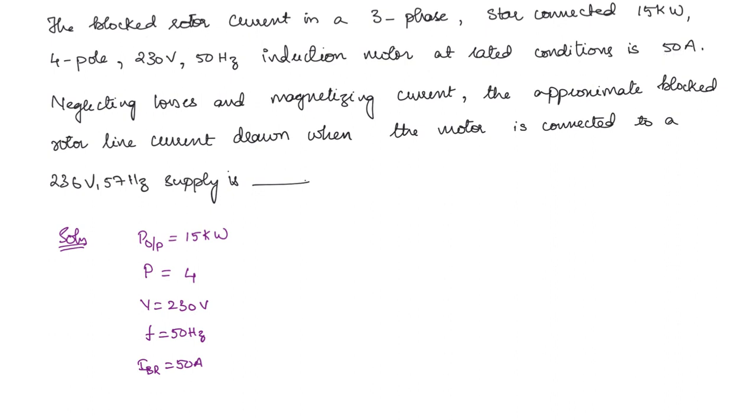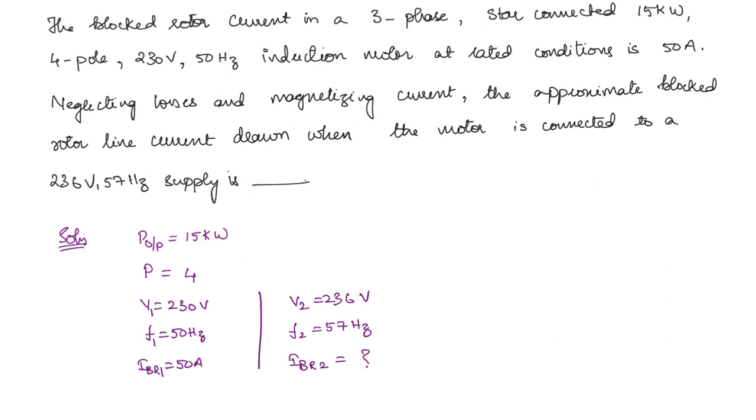Okay. Now what is the question we have to find out? We have to find out the blocked rotor current drawn when connected to a different supply. The voltage is also changing, the frequency is also changing. Okay. So that means we can take subscripts here. This is V1, F1 and I BR1. What is the second case? V2 is 236 volts. F2 is 57 Hz. We have to find the blocked rotor current in this case.